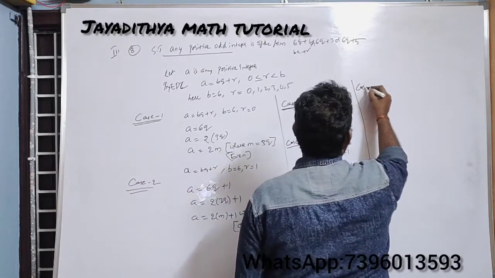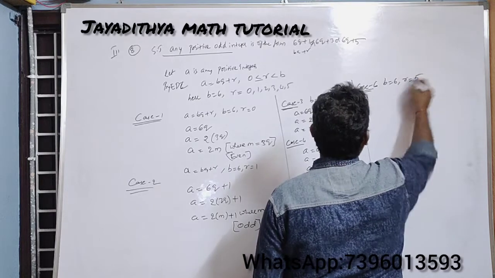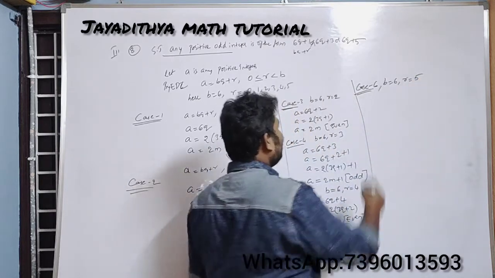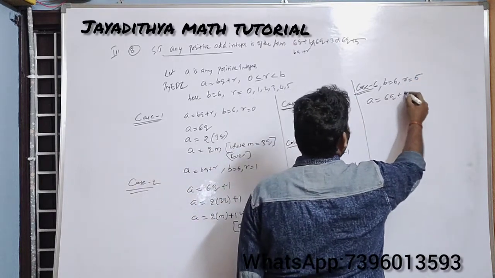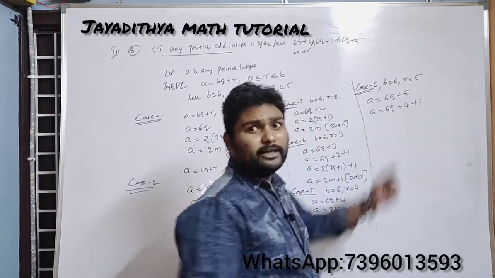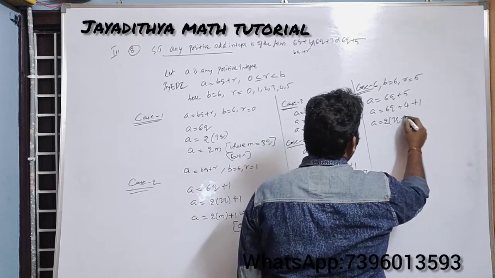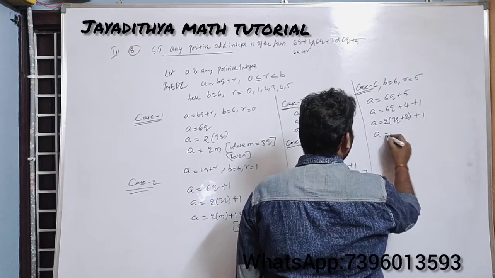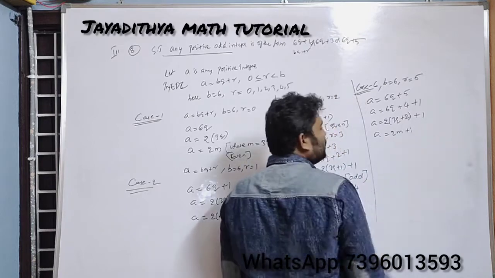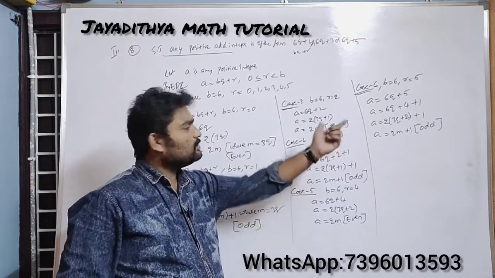That is case 6. Case 6 is b is equal to 6 and r is equal to how much now? You should take r is equal to 5. So a becomes a is equal to 6q plus 5. Just manipulate here again. I will be writing this as 4 plus 1. Why? Because I should take 2 as common here. So a is equal to 2 times (3q plus 2) plus 1. a is equal to 2m plus 1. This is in the form of 2m plus 1, so this becomes an odd number. You can write where m is equal to 3q plus 2.